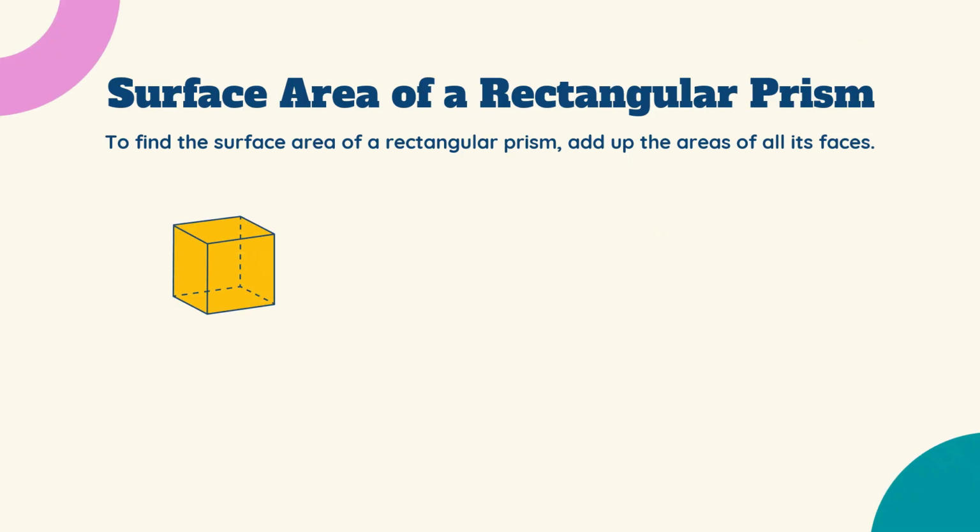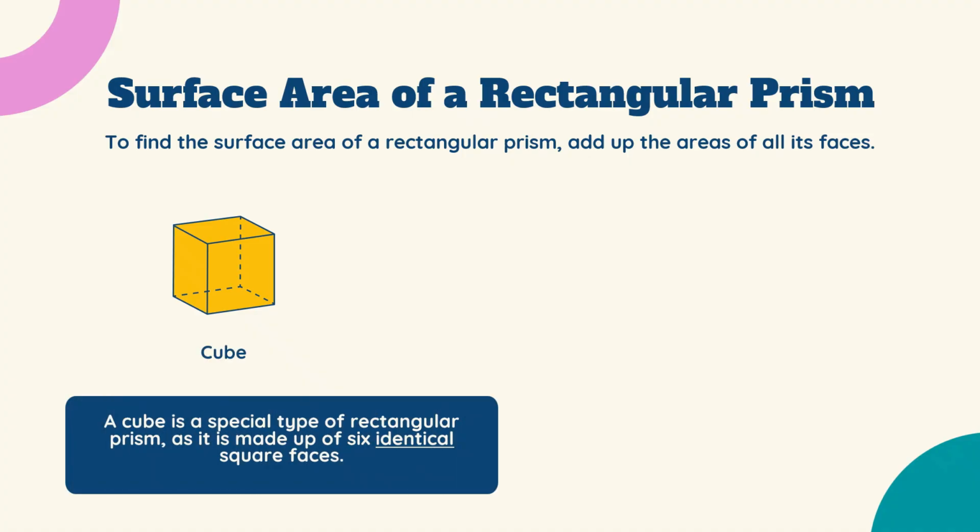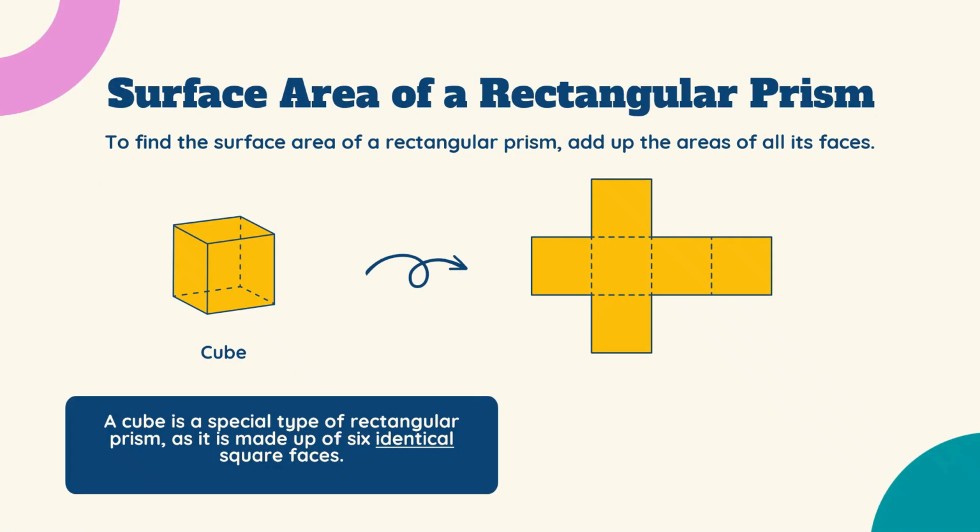Next, we will learn about the surface area of a cube, which is a special kind of rectangular prism. A cube is made up of 6 identical square faces, meaning all its edges have the same length. To better understand how to find the surface area, we will look at the net of the cube, which shows all 6 square faces laid flat. By using the net, we can clearly see how each face contributes to the total surface area, making the concept simple and easy to understand.